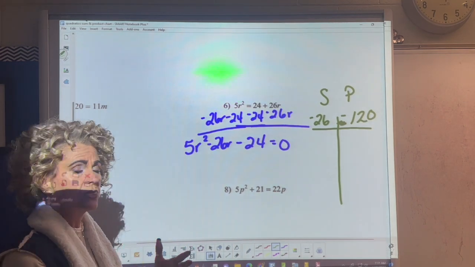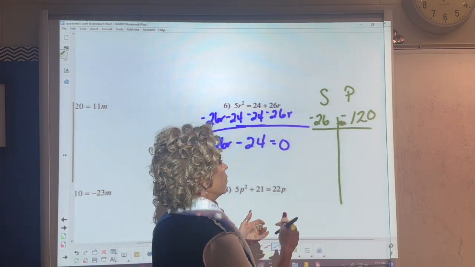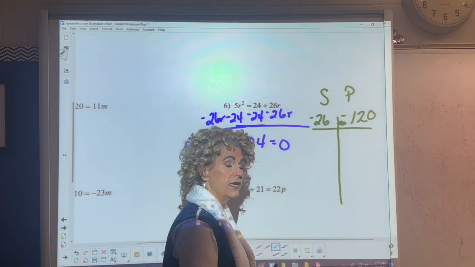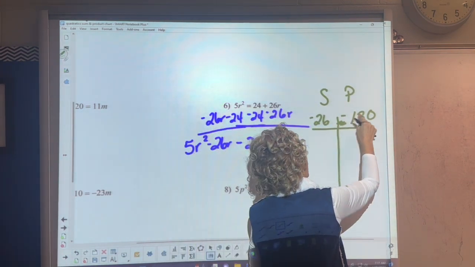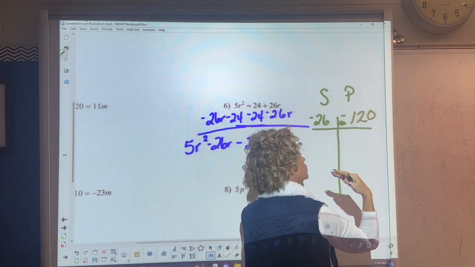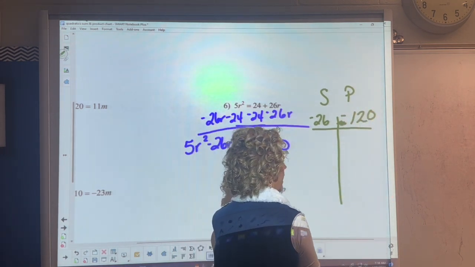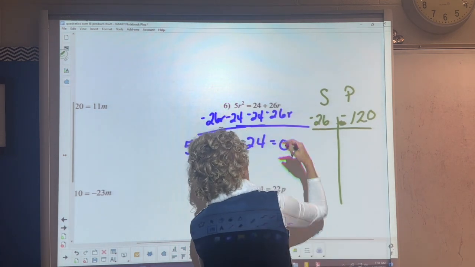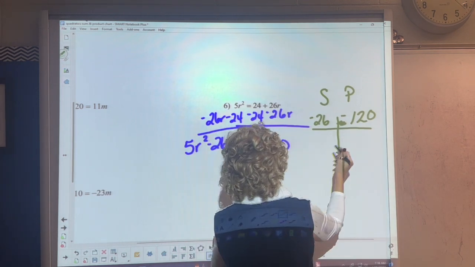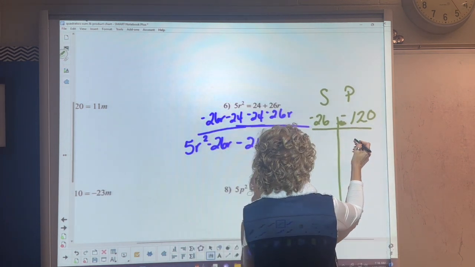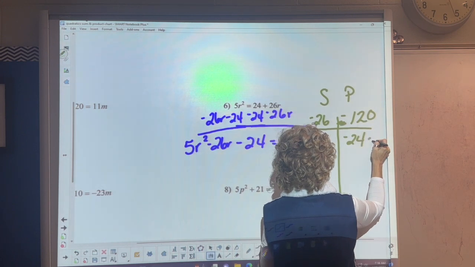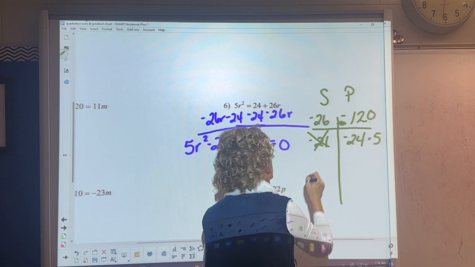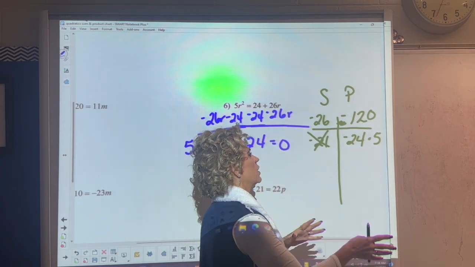So again, same song and dance. I need to decide what multiplies to be a negative 120 and adds to be a negative 26. Since I need a negative number on my product, one of my numbers has to be negative, okay? The larger number is going to have to be negative because when I add them together, I have to have a negative sum. So in this instance, I always start with these. I multiplied a negative 24 times a positive 5. If I add those together, that's a negative 21, which is not what we want.